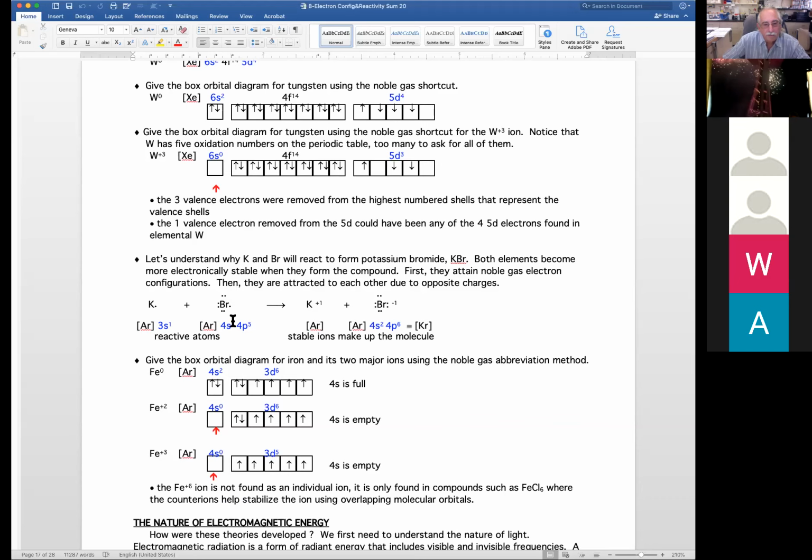What does bromine want to do? It's S2P5. Here's its 7 valence electrons. What does bromine want to do? Well, if it were to gain 1 more electron, then its subshells are going to be completely full. It's really isoelectronic to the next noble gas. That's stable. That makes sense? Both of these go from reactive to stable. So potassium gets rid of its 1 electron, which it wants to do anyway. Bromine takes that 1 electron because it wants to do that anyway. Now they're both happy, and now they both happen to be oppositely charged and attracted to each other.